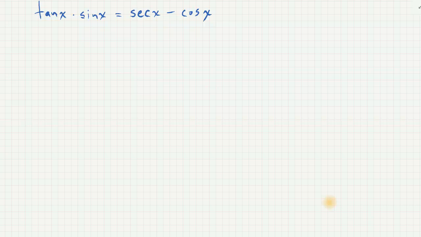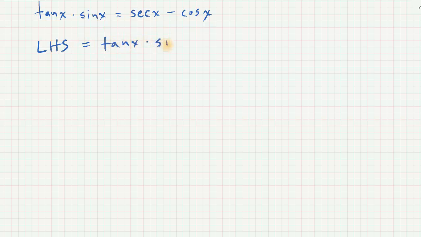Let's verify this trig identity. In general, what we do is pick one side and manipulate it into the other side. Theoretically, it doesn't matter which side we start with, but sometimes going one direction is easier than the other. In this case, it probably won't be too difficult to do it either way. Let's go ahead and start with the left-hand side.